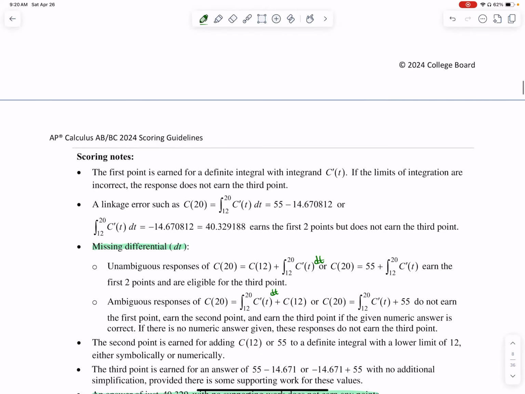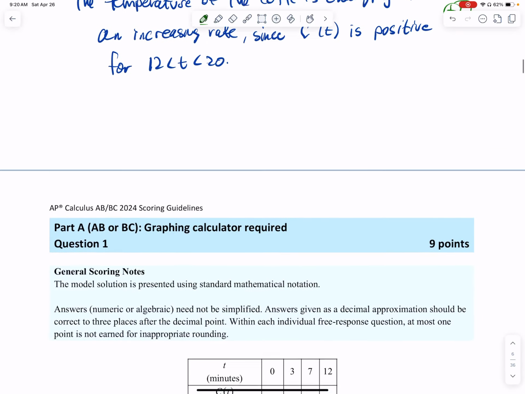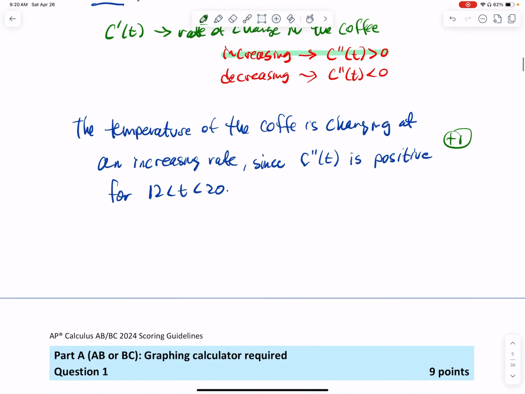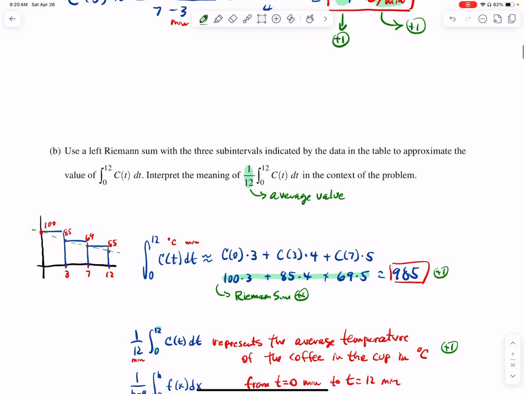All right, so that should conclude that first free response question on our BC Calculus exam from 2024.